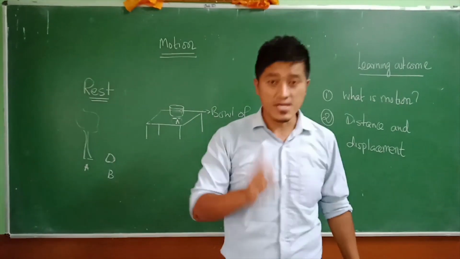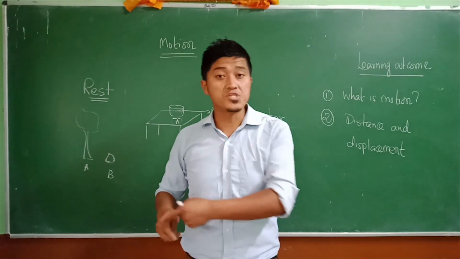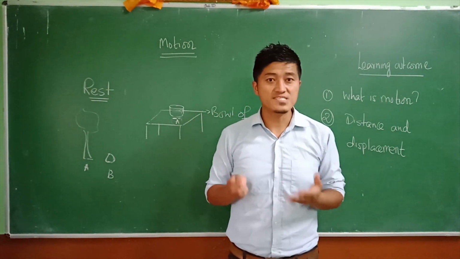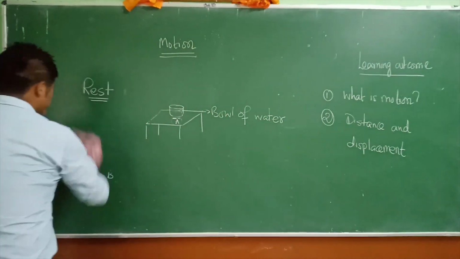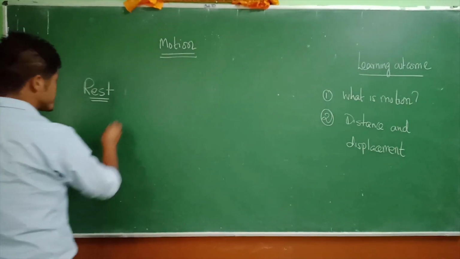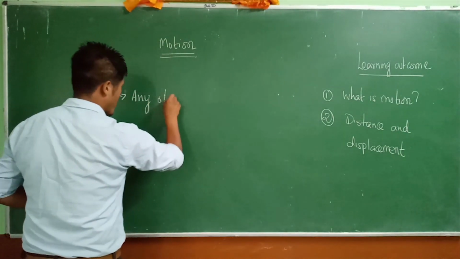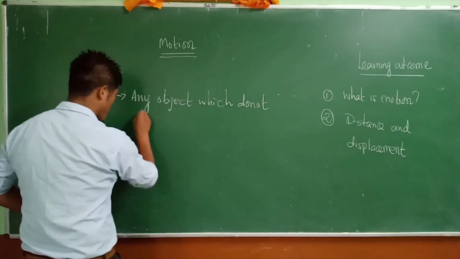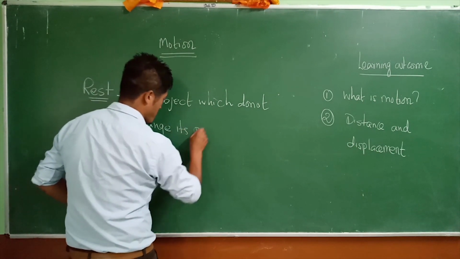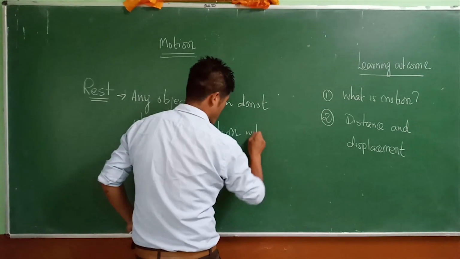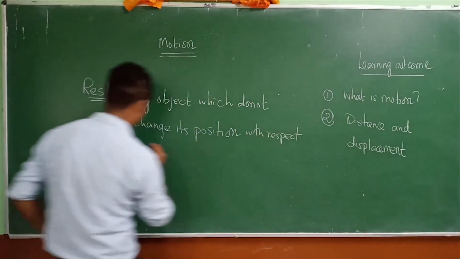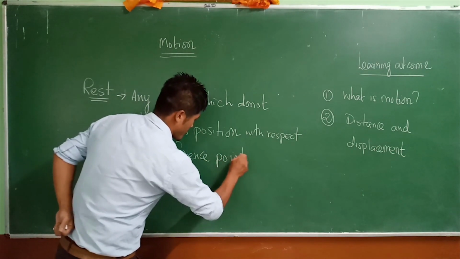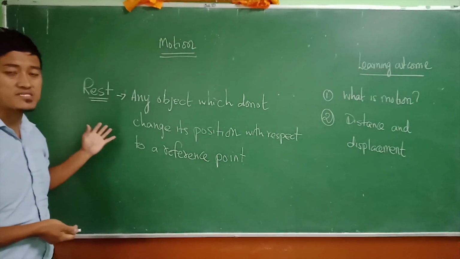So generally, how we define rest: any object which does not change its position with respect to a reference point. So I'm mentioning here a very important point, that is a reference point. Let me just write it first. So this is how we define rest. An object is at rest, right?